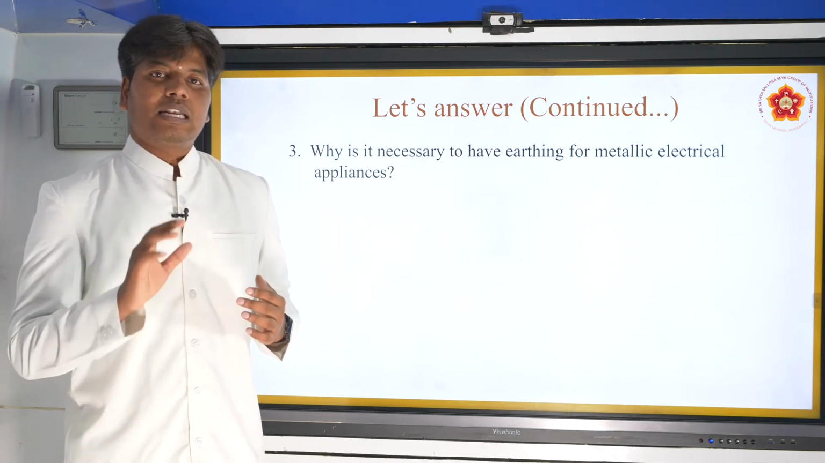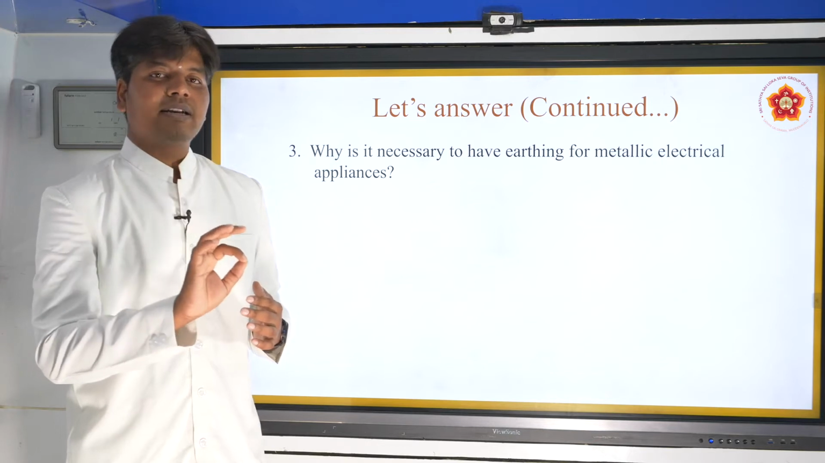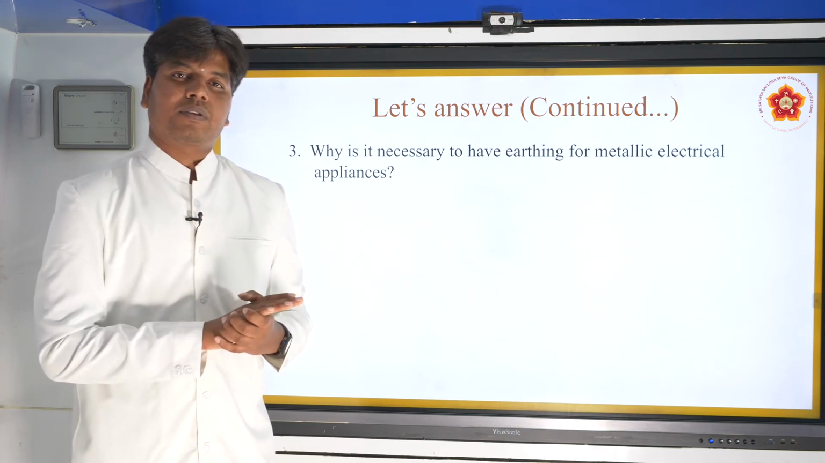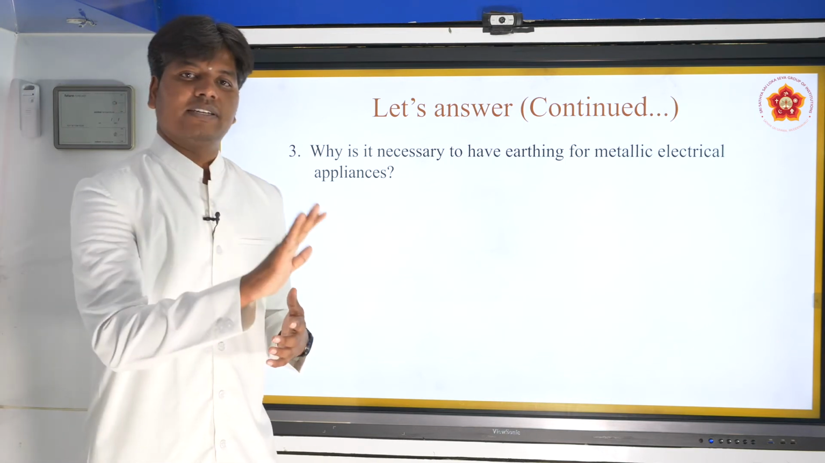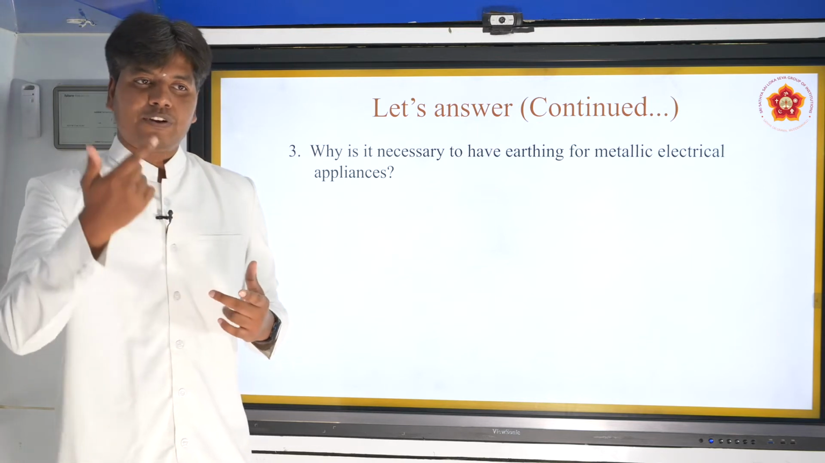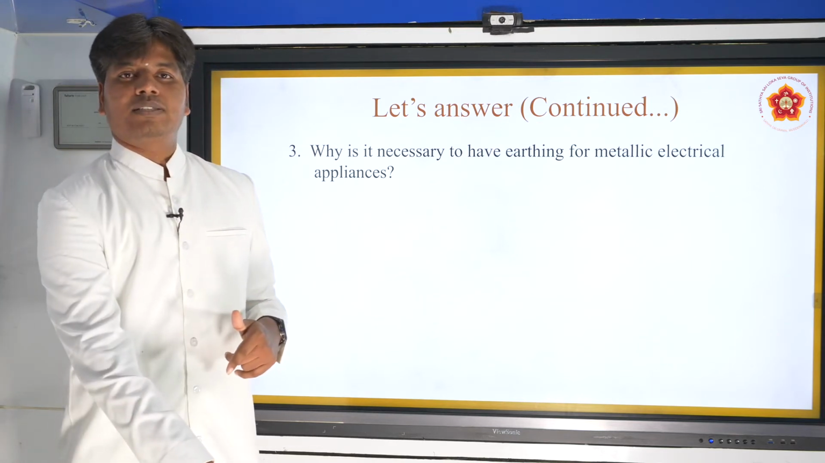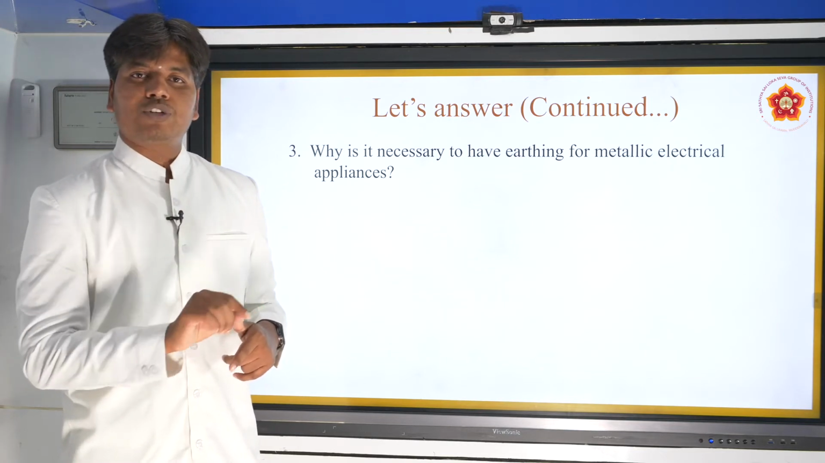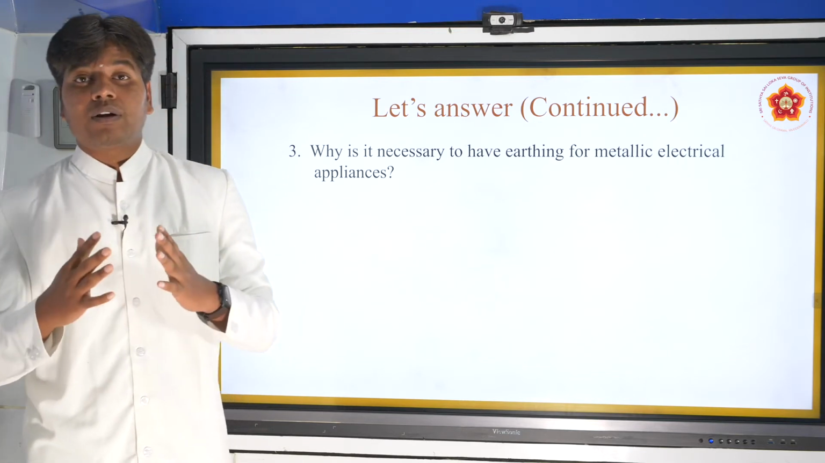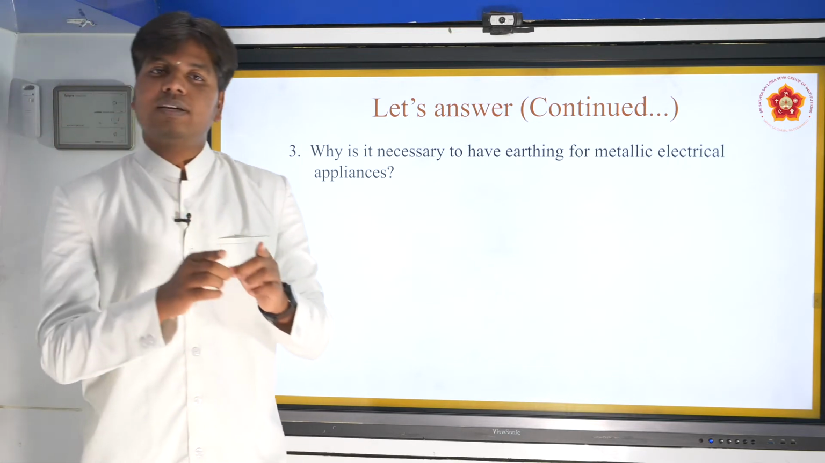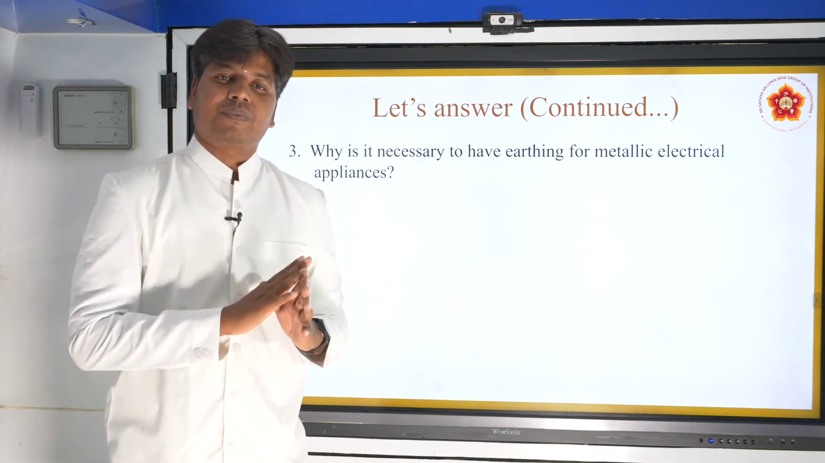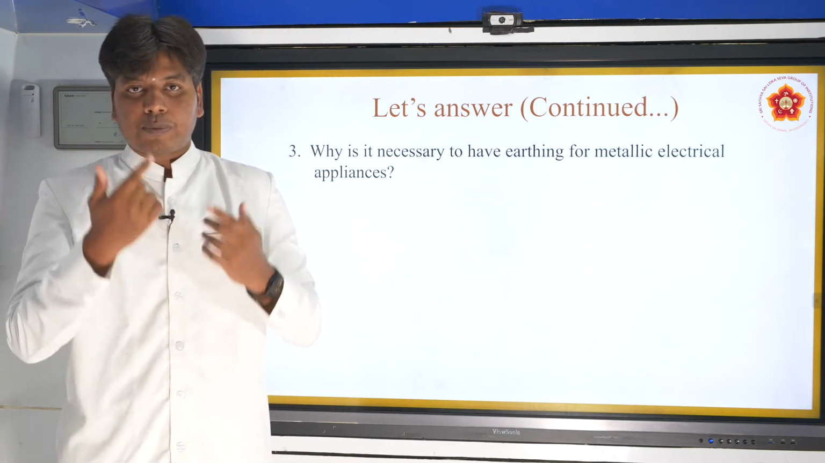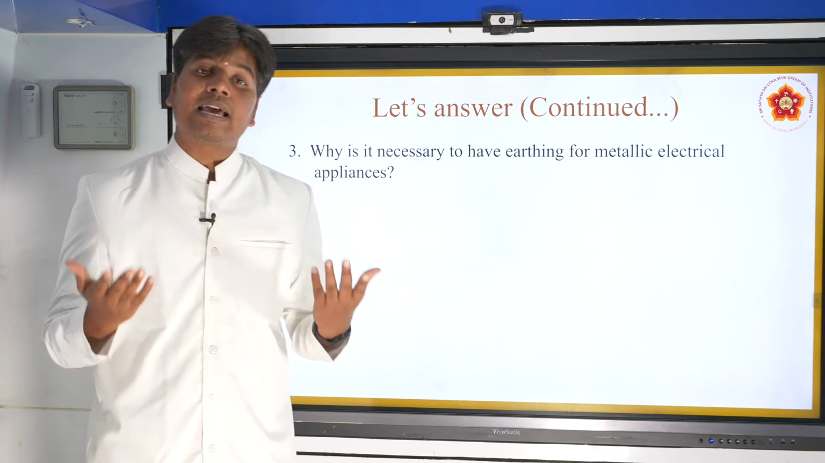Suppose current is leaking from the live wire onto the metallic body. By chance you touched it. What happens? The current will flow through you to the earth's surface. Why will it flow through you, not the neutral wire? Because you provide a low resistance path to the charge. Current always travels through the low resistance path. You are providing that by touching it. So you will get an electrical shock.